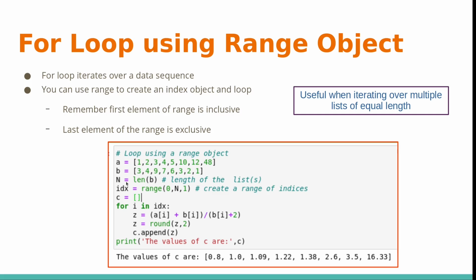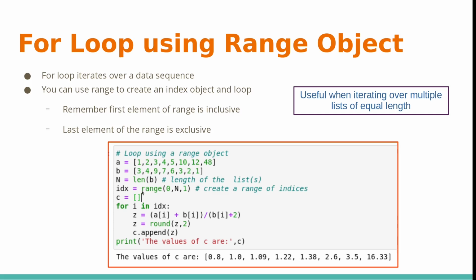And what I'm going to do here is calculate the length of the list. The length of the list is the number of elements in a list. So it's going to be 1, 2, 3, 4, 5, 6, 7, 8. So the length of the list will be equal to 8. Again, length of B is 1, 2, 3, 4, 5, 6, 7, 8. So N is 8. Now I'm going to create a new object called IDX.